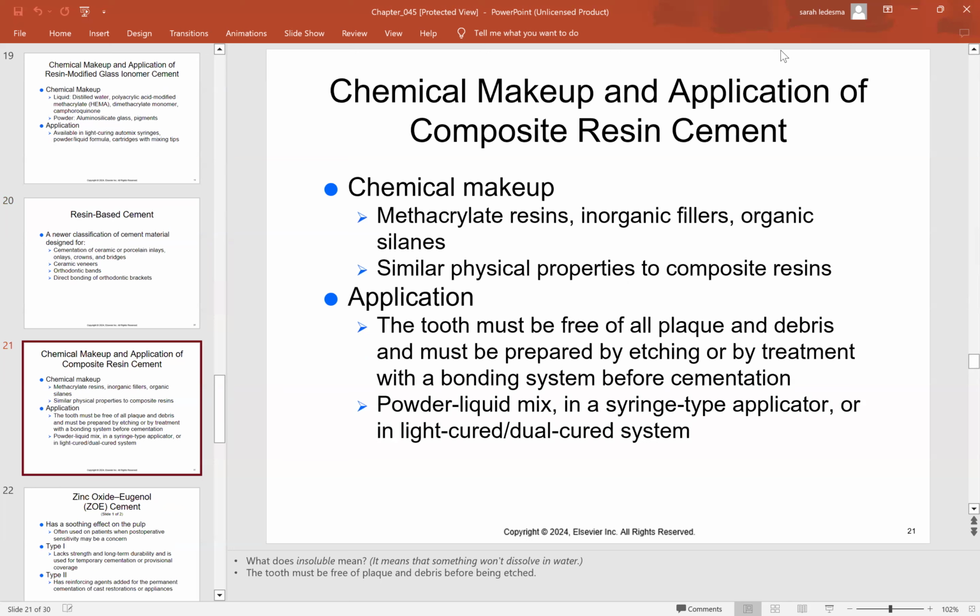The chemical makeup includes resins, inorganic fillers, and organic silanes. This has similar physical properties to our composite resins. With application, the tooth must be free of all plaque and debris. It must be prepped by etching or by treatment with a bonding system before we cement. It comes as a powder to liquid mix, or we can use a syringe type applicator, or we also have a light cured or dual cured system.